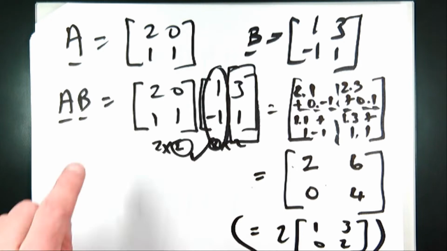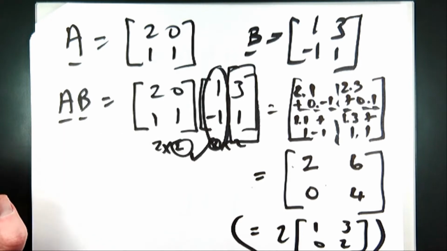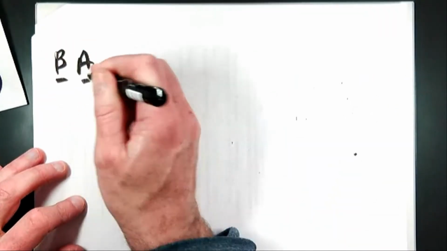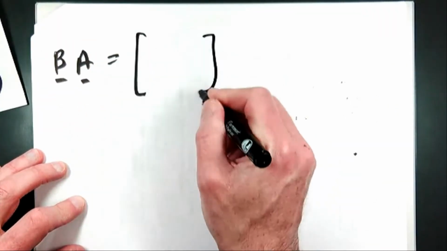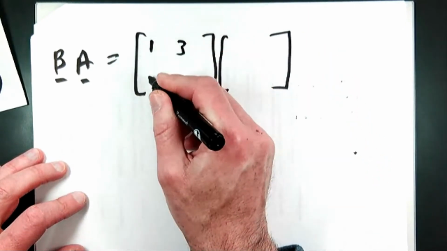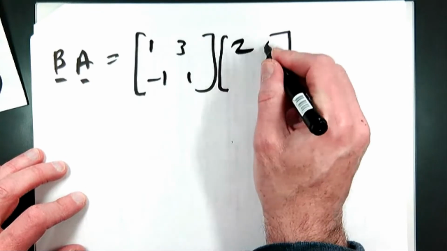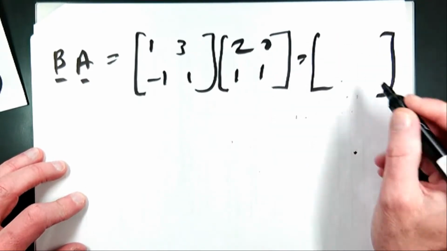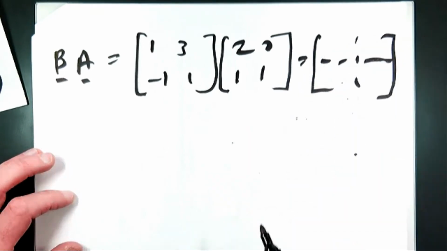Okay, so now we've multiplied A by B. What I want to try now is to multiply B by A. So let me just do that. BA then is, you write down B, you write down A. So BA is 1, 3, minus 1, 1, and A is 2, 0, 1, 1. And so what I'm going to get here then is this.